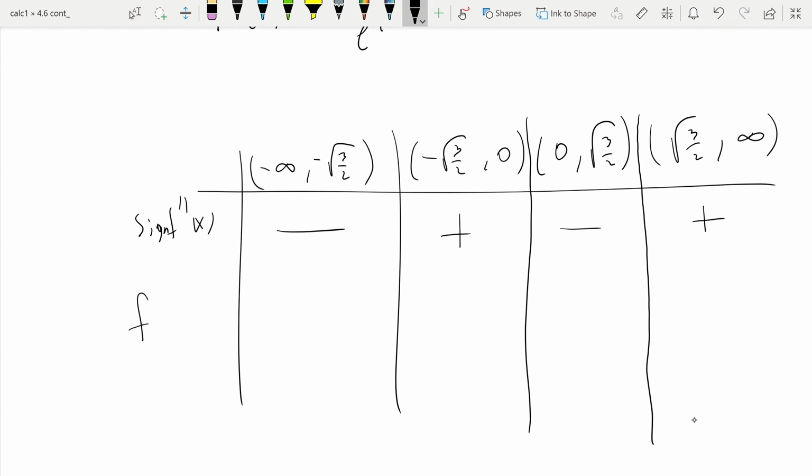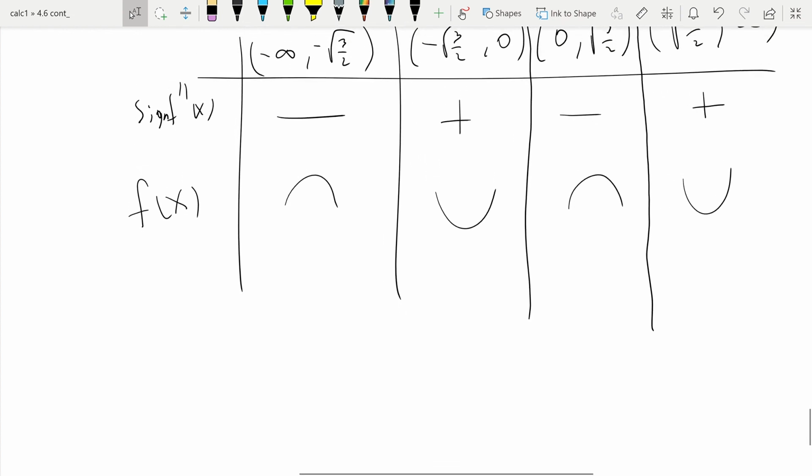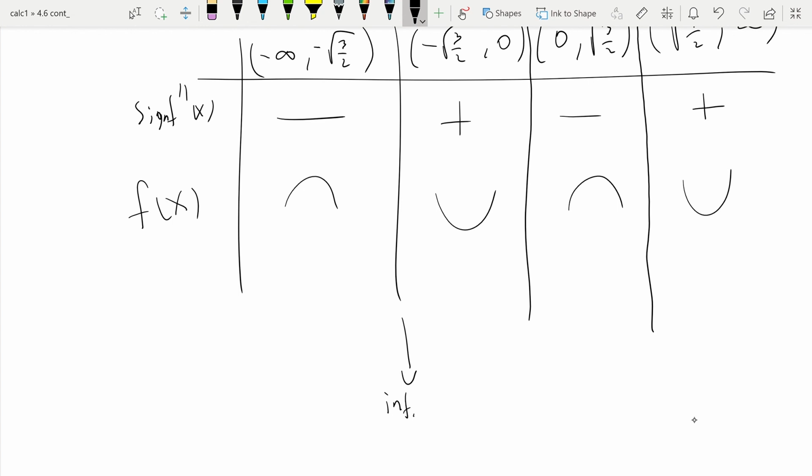Then what can we say about f of x from this information? Well, since f double prime is negative here, the function is concave down. Here is concave up, concave down, concave up. And we have inflection points. This is an inflection point. I'm not going to write inf because that seems like an infinity, but I can write inflection point, and this is also an inflection point, and this as well. We have 3 inflection points.